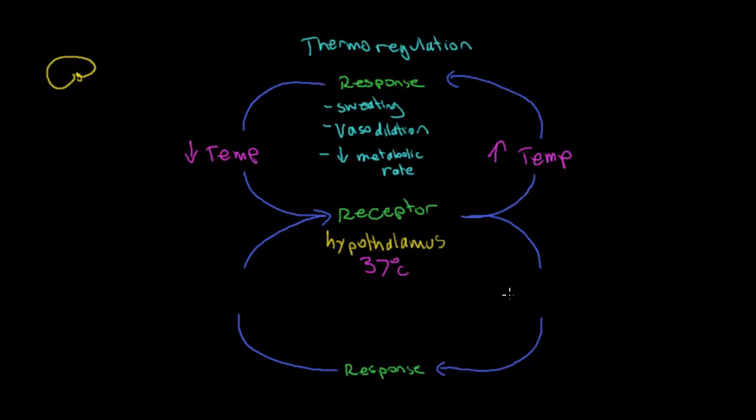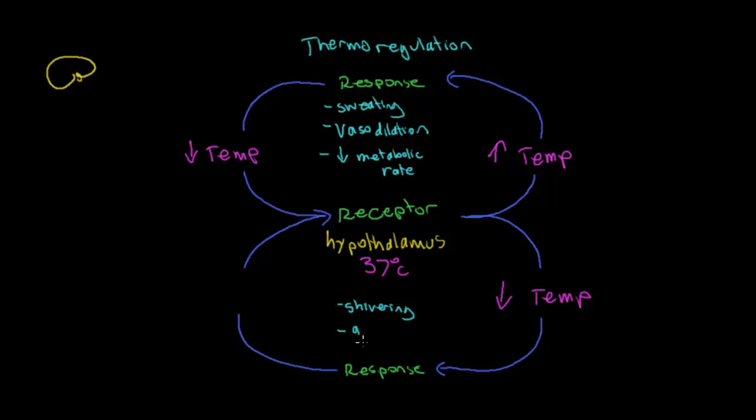On a cold day, body temperature may decrease below 37 degrees, and that means that the hypothalamus is going to send messages out to the body for the body to respond. And again, there's a number of responses. One is shivering. Shivering is an involuntary contraction of the muscles of the body, and the using of those muscles produces heat.